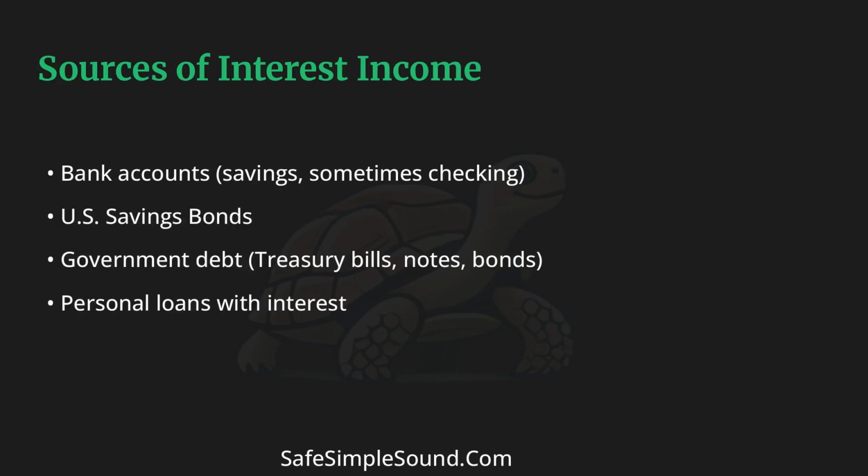So, where does this interest typically come from? Well, there are several common sources. The most obvious one is your bank accounts, savings accounts, sometimes even checking accounts if they offer interest. If you own U.S. savings bonds, the earnings on those are interest. The same goes for investments in government debt like treasury bills, notes, and bonds. You're essentially lending money to the U.S. government and they pay you interest. And maybe less common for some, but definitely relevant. If you personally loan money to someone else and they pay you back with interest, that interest counts too.